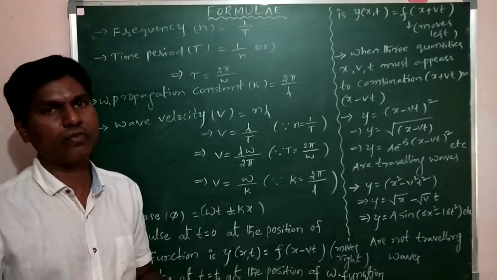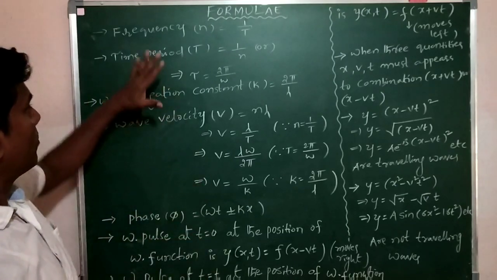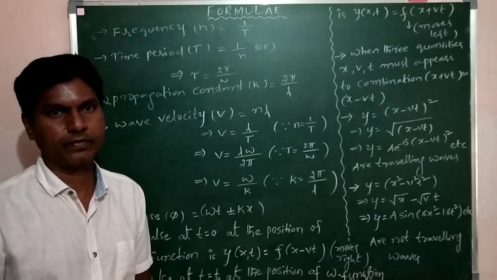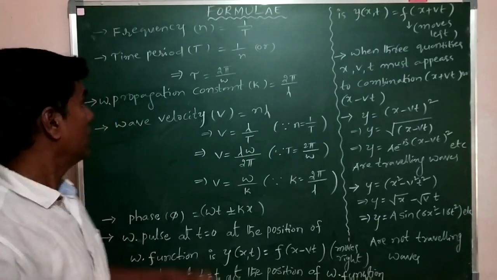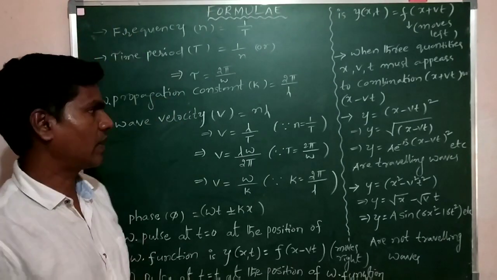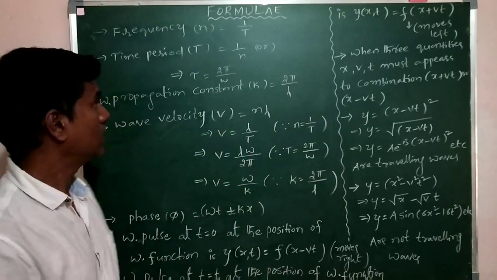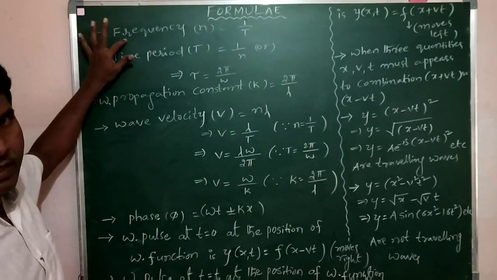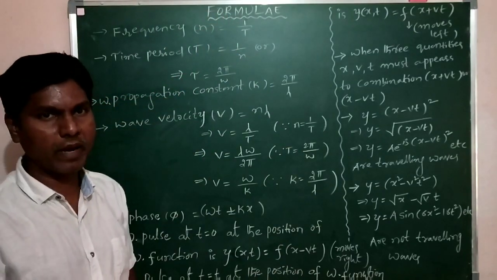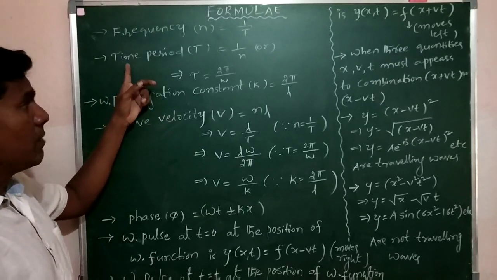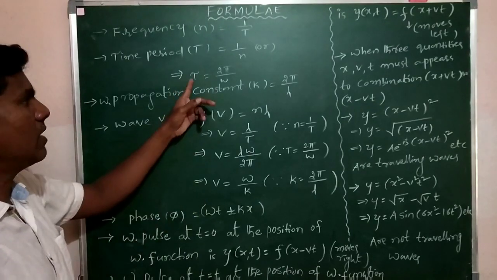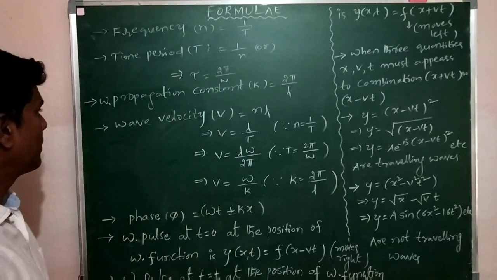Once you check all the formulas, these are all the formulas in part 1 and part 2. A quick recall of these equations is useful for solving problems. The first one is frequency, represented by n. N is equal to 1 by t. Time period t is equal to 1 by n, where t is equal to 2 pi by omega.